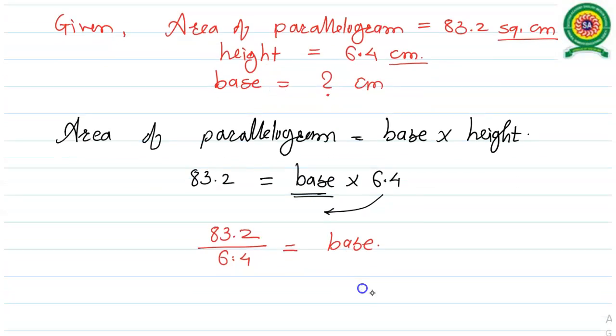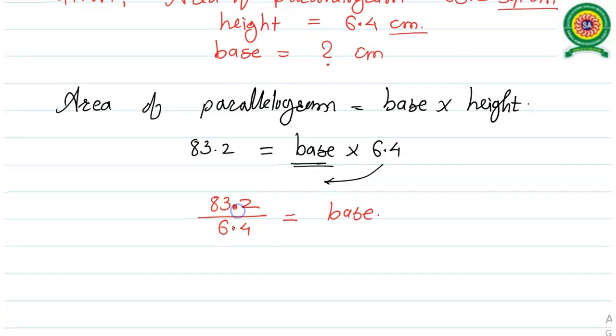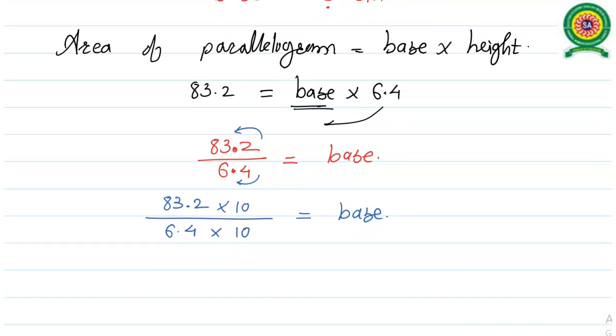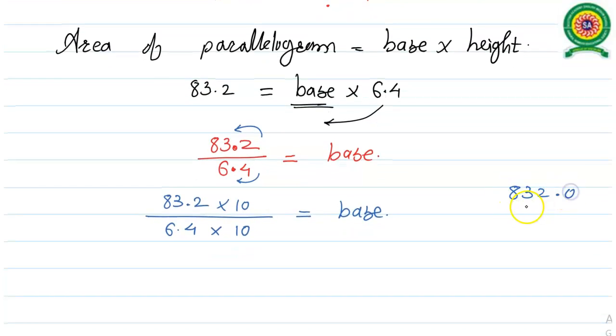Now to evaluate the value of base, look at the numerator and denominator. We have 83.2 and 6.4 respectively. After one place we have the decimal in the numerator, as well as after one place in the denominator. Decimal division is a little bit complicated, so we are converting the decimals into integer values. That means once there is a decimal point after one place in both numerator and denominator, we multiply the given fraction by 10 and divide by the same number, 10. So 83.2 into 10 we are getting 832.0, while 6.4 into 10 we are getting 64.0.